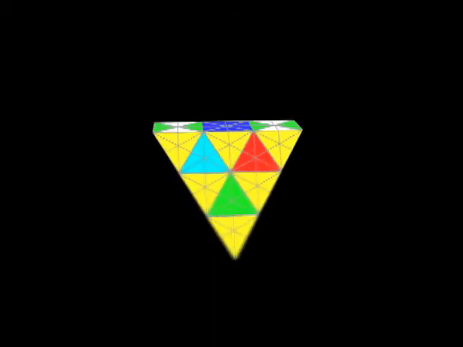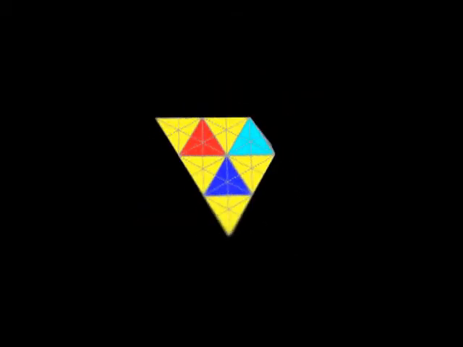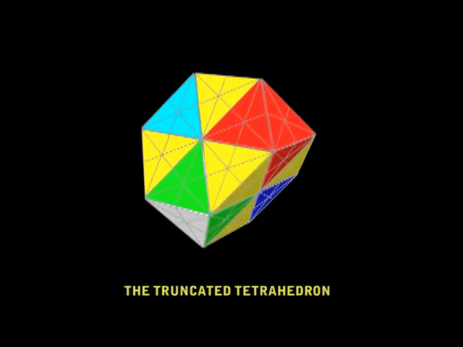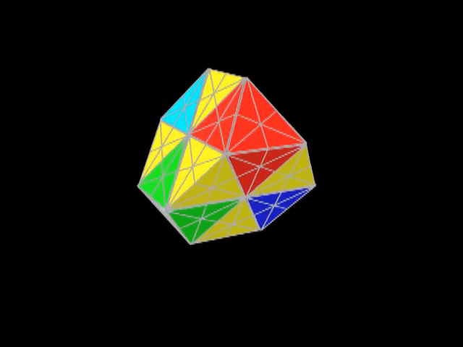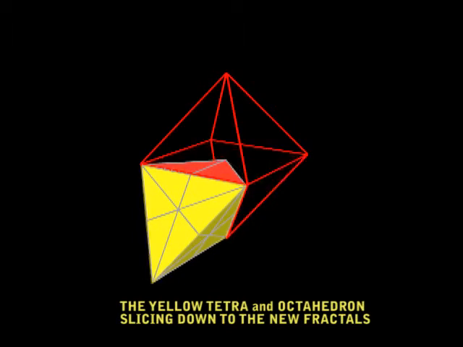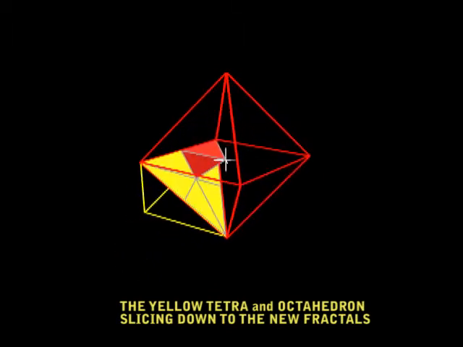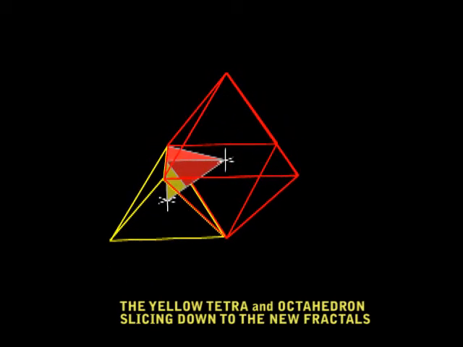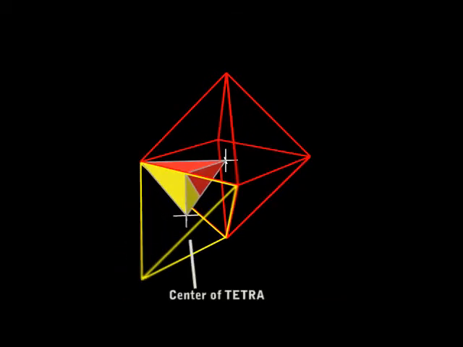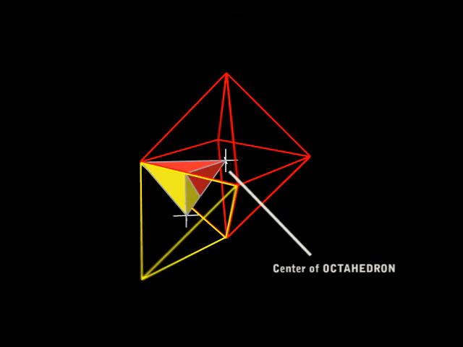So we'll keep whittling down from this shape and see how far we can go. Now this is the truncated tetrahedron. Now we'll go a little bit further. Okay, now we're getting down to the yellow tetrahedron and the red octahedron. We'll keep on going, and look, we're getting really down to the very first fractals. Notice that the vertex of the little yellow fractal is dead center to the yellow tetra. Also look at the vertex of the little red fractal. That is the dead center of the red octahedron.